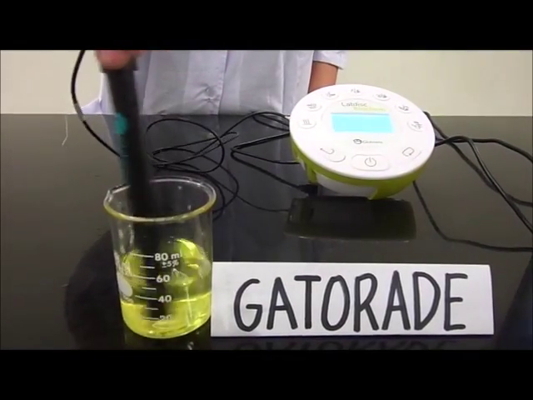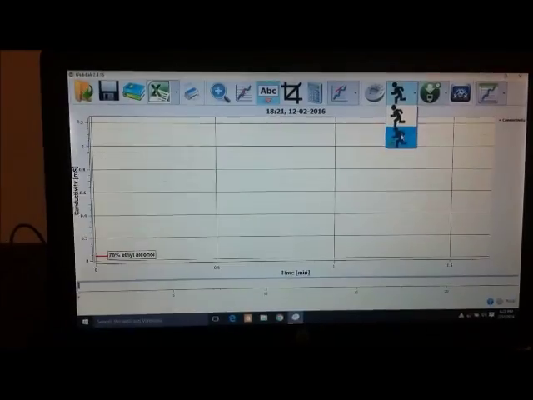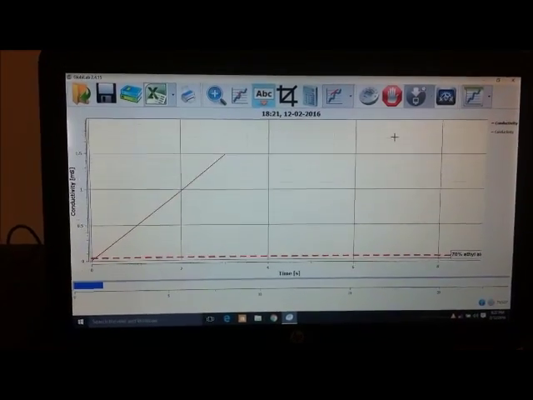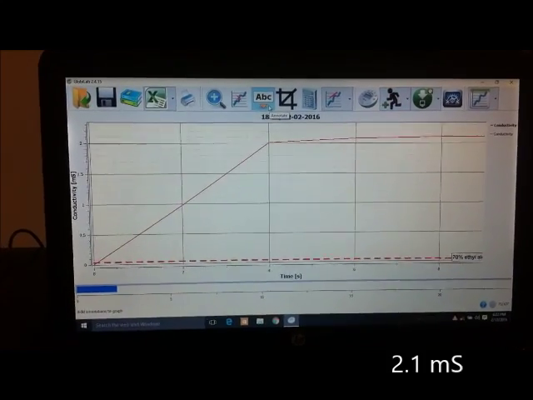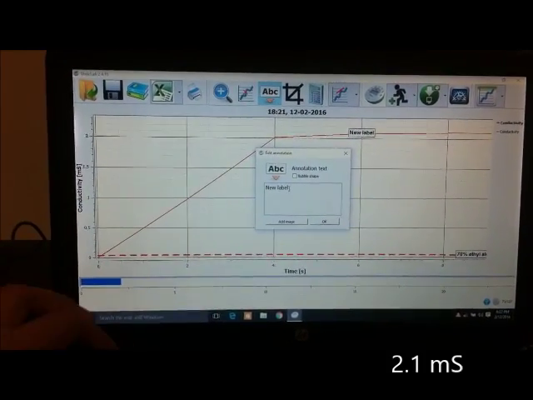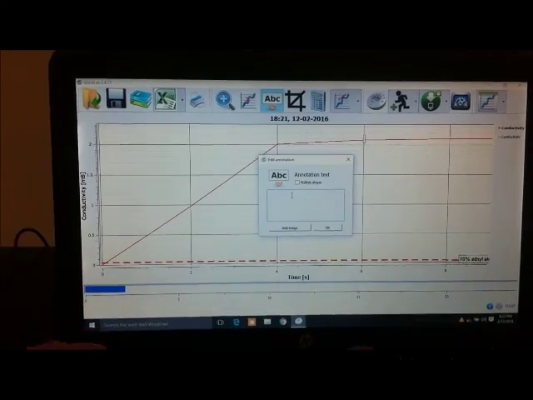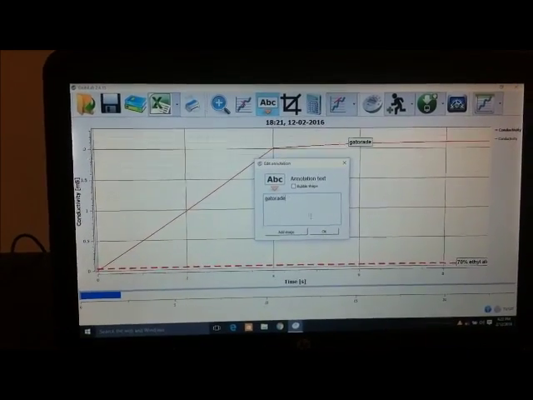Our next sample is Gatorade. And now the GlobalLab will measure its conductivity, having 2.1 ms. And then we label it as we proceed to the next sample.